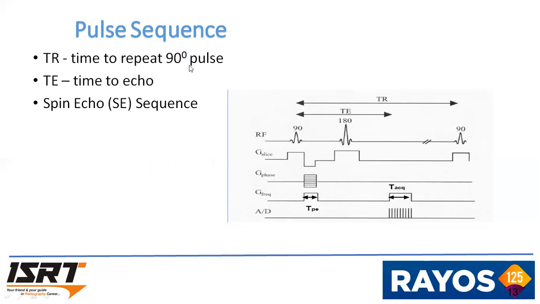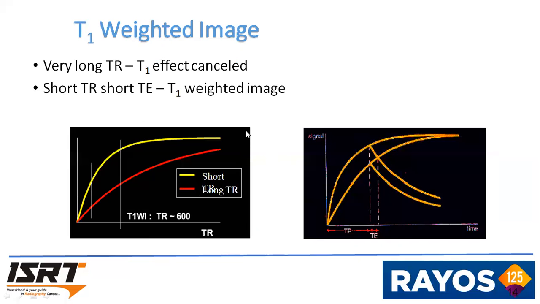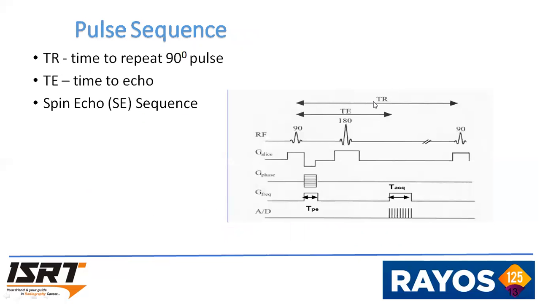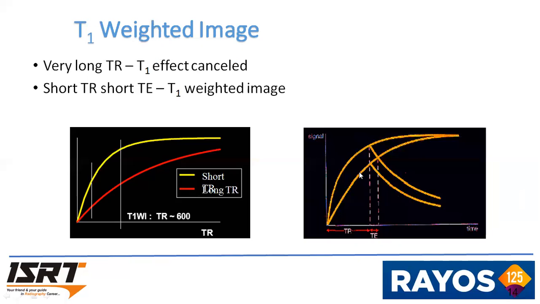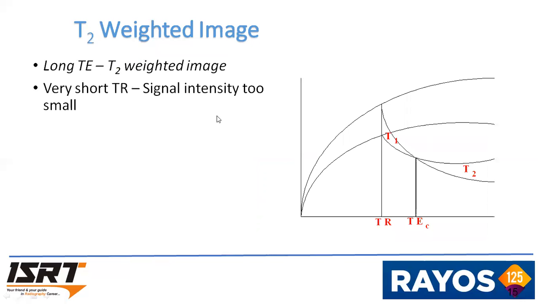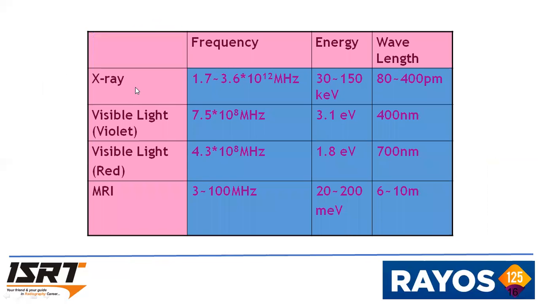Coming to the pulse sequences, it is followed by 90-degree and 180-degree pulses, and TR is equal to the time to repeat the 90-degree pulse, and TE is the time to echo. This is a simplified model of the spin echo sequence. For T1 weighted images, with a very long TR the T1 effect is cancelled, and with short TR and short TE we get the T1 weighted image. For T2, long TE gives a T2 weighted image; with a very short TR, signal intensity is too small. This is a chart showing the frequency, energy and wavelength of X-ray, visible light, violet, red, and MRI.